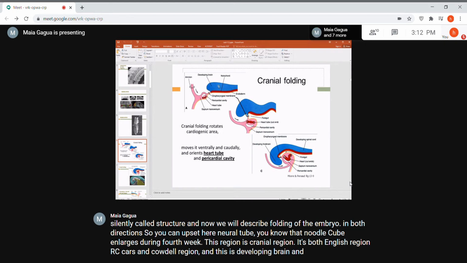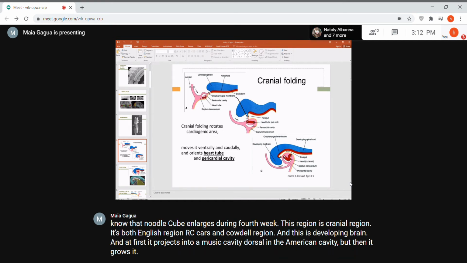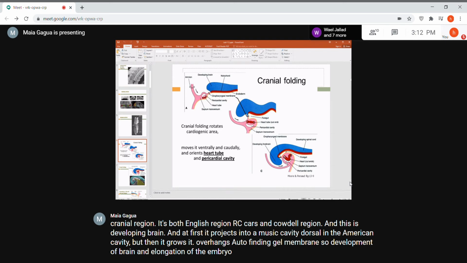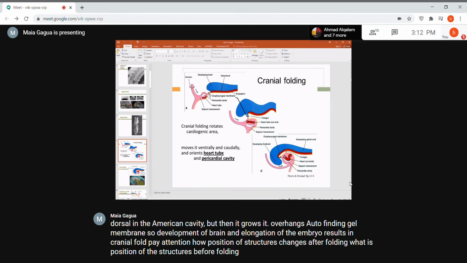And at first it projects into amniotic cavity, dorsal in the amniotic cavity, but then it grows, it overhangs oropharyngeal membrane. So, development of brain and elongation of the embryo results in cranial folding. Pay attention how position of structures changes after folding. What is position of the structures before folding? This is oropharyngeal membrane.